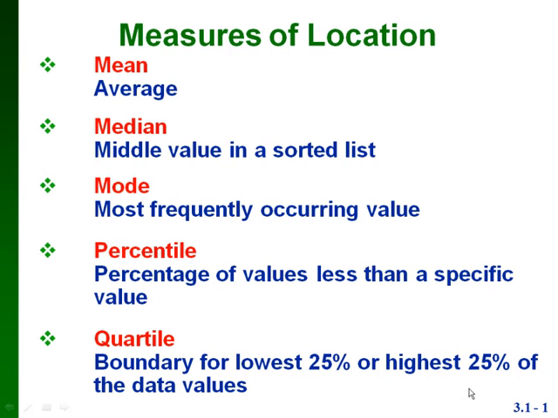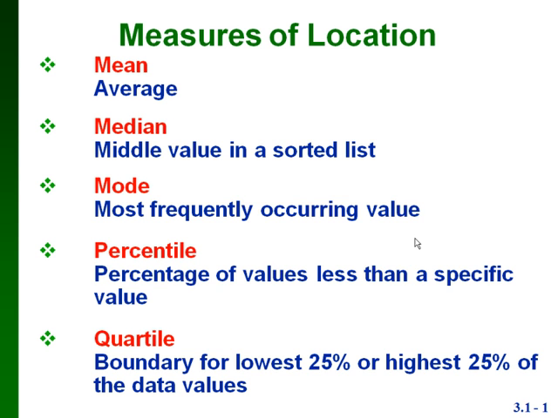Hi! This video is for Chapter 3, talking about measures of location. The different measures of location that we're going to look at are the mean, which is just the average, the median, the middle value in a sorted list, the mode, which is the most frequently occurring value, percentile, which is a percentage of values that are less than a specific value, and a quartile, which is a boundary for the lowest 25% or the highest 25% of the data values, and these are just a special case of percentiles.